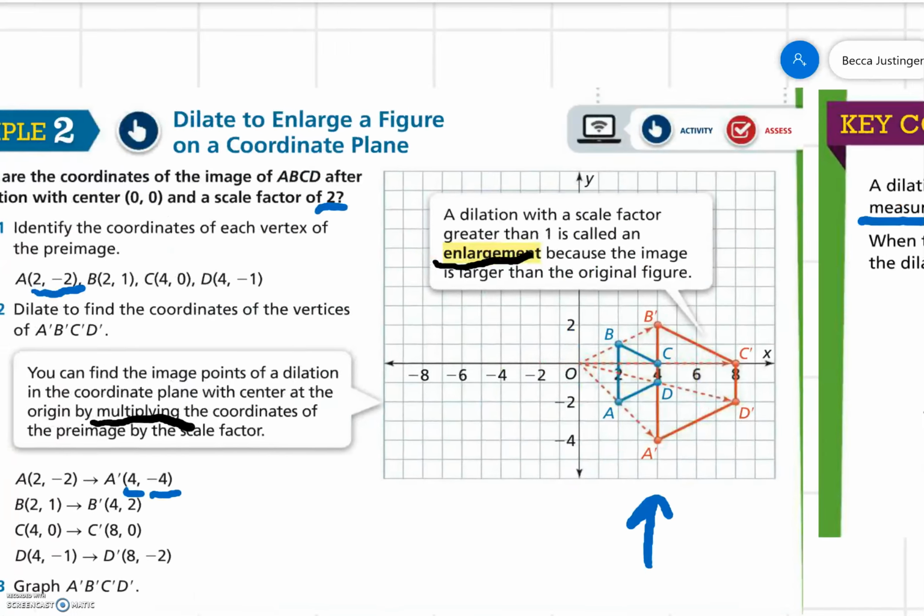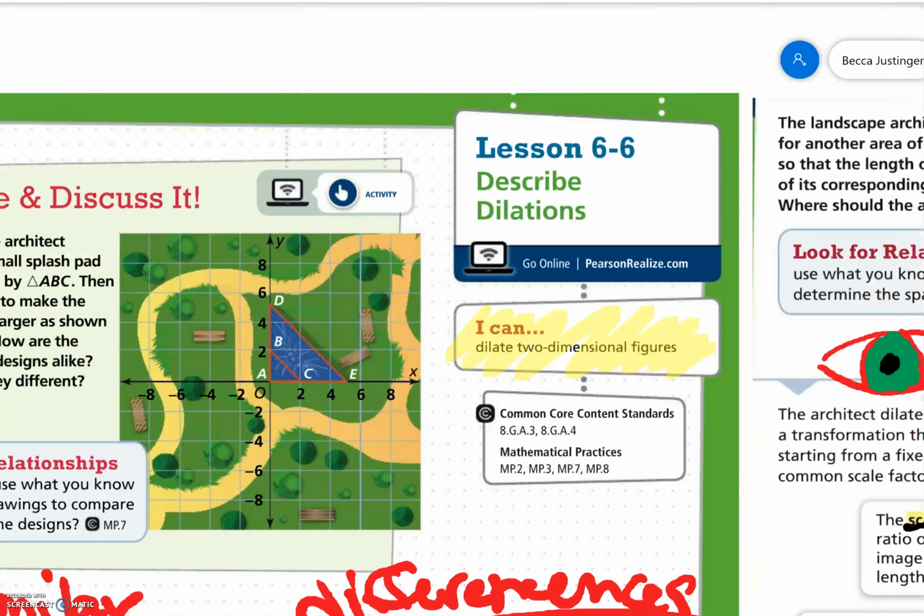All right, 8th grade, let's say it. I can dilate two-dimensional figures.